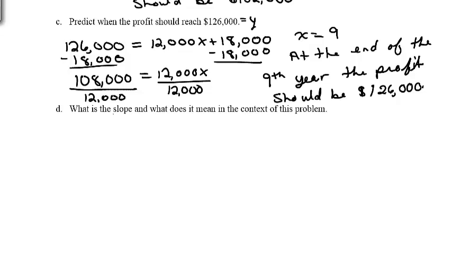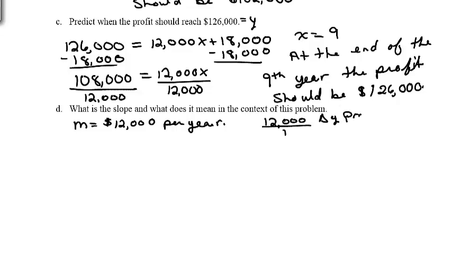In this next one, we want to figure out what the slope is. So we already know what the slope is. The slope is 12,000, and that's $12,000 per year. And then we want to describe what this means in the context of this problem. When you're doing this in the context of the problem, I always like to think of the slope as a fraction. So 12,000 over 1, and this is change in y, or profit, divided by change in x, which was years.